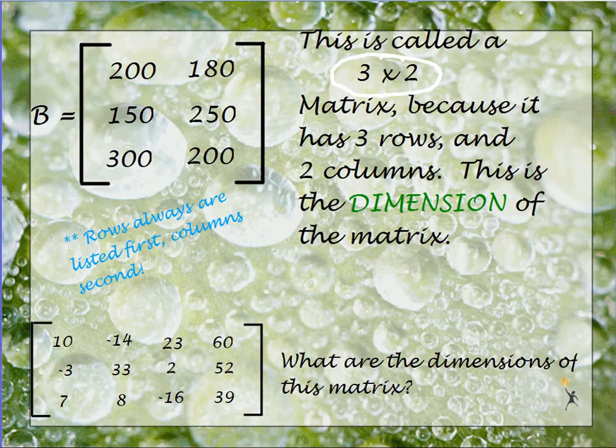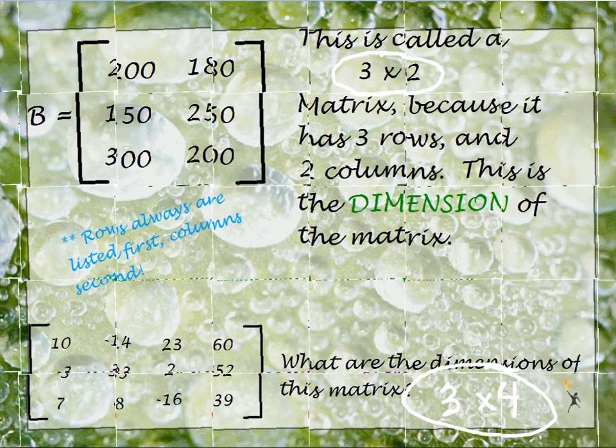What are the dimensions of this matrix? How many rows and how many columns? Since this has 3 rows and 4 columns, this is a 3x4 matrix.